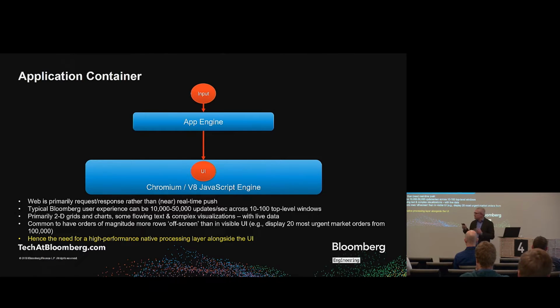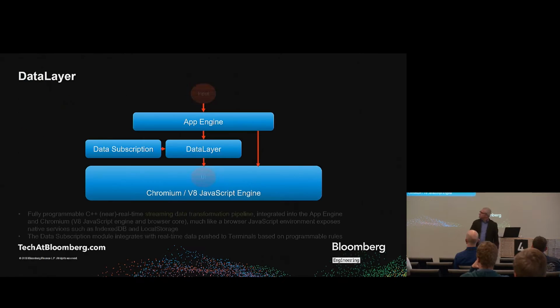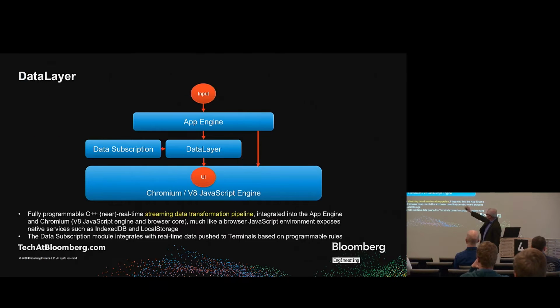And it's common to have orders of magnitude more rows off screen than you can actually see. I might have 100,000 trade orders in my blotter, but I only want to see the 20 that are most relevant to me right this second. So there is a need for a high-performance native processing layer alongside the UI, which is what we're going to talk about next. So data layer kind of fits in here in the scheme of things.